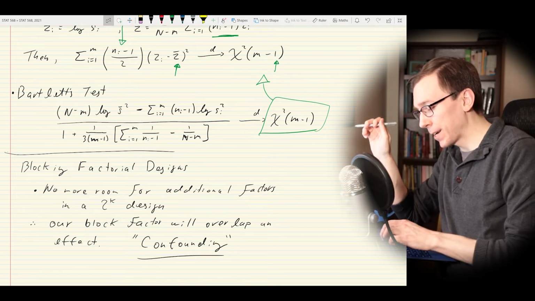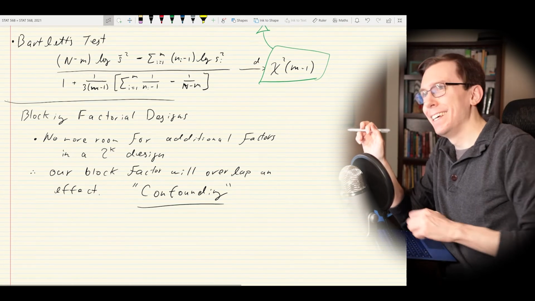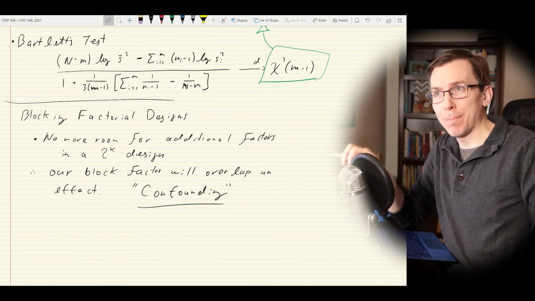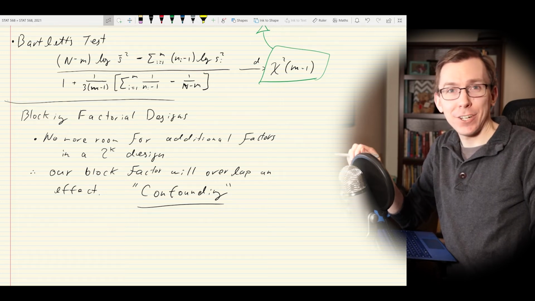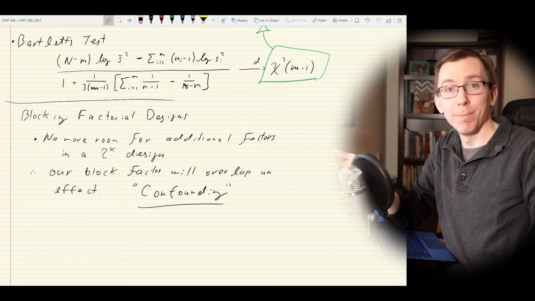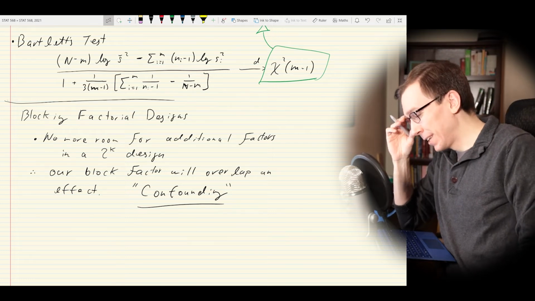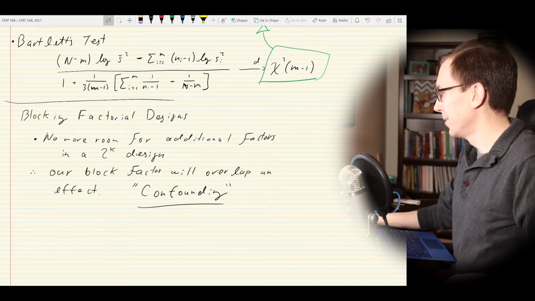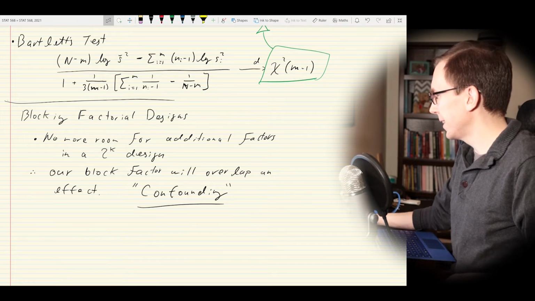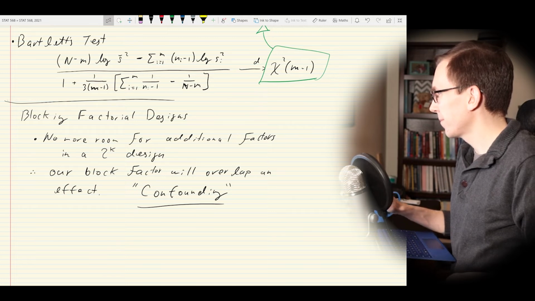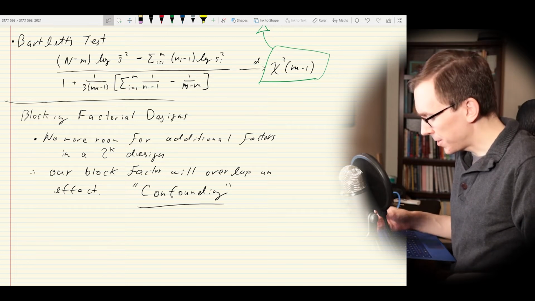And that's what we have to worry about. How do we confound, but properly confound, one of our interaction effects in our model with a block factor? So let's do an example.